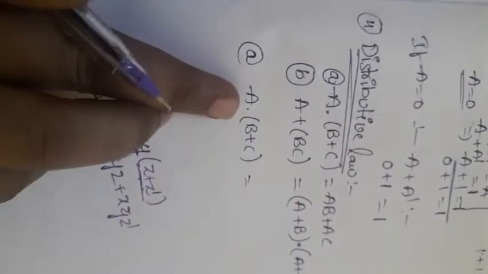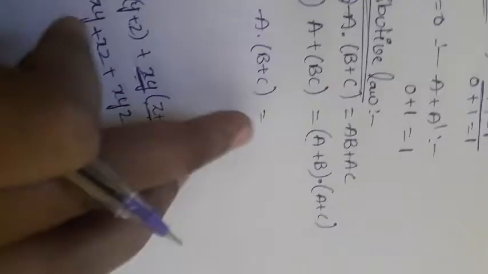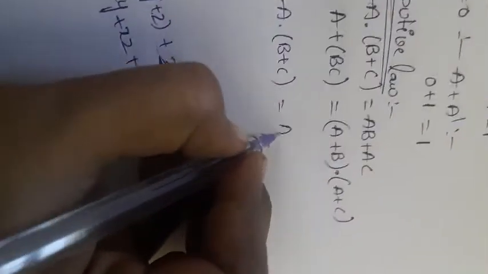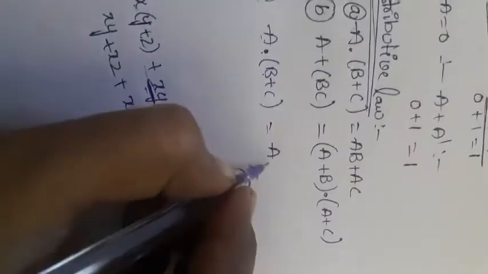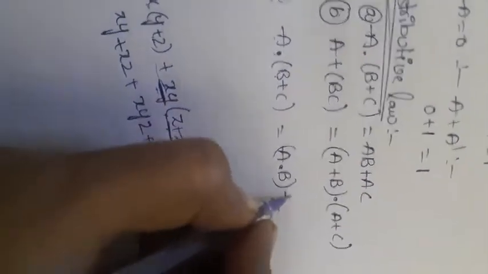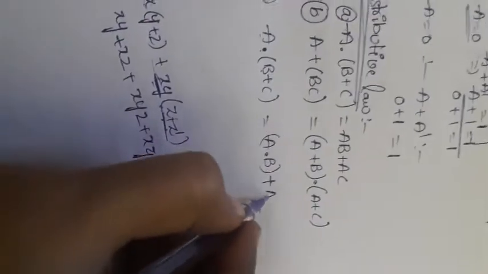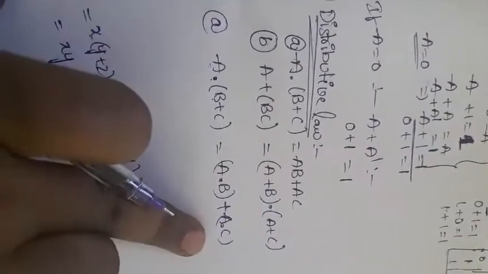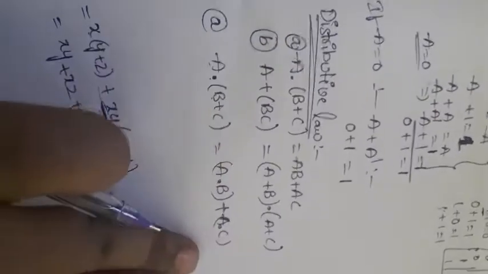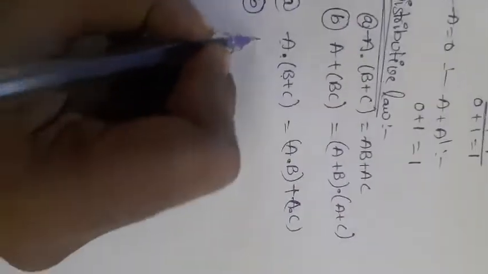Here also, if we have A into B plus C, how do we simplify it? We have the multiplication part: A into B plus A into C, that is AB plus AC. This is the first part. I think there is no need to prove this, as you know this logic. And the second one is A plus BC.